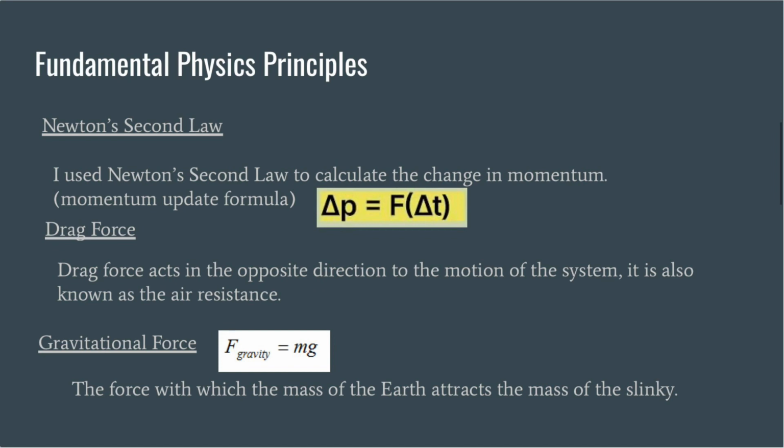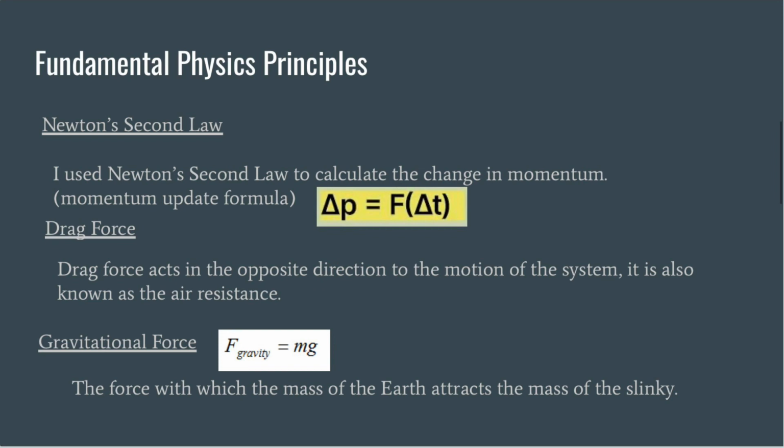The second physics principle is drag force, which acts in the opposite direction to the motion of the system. And because we're dropping the slinky outside, this can also be seen as air resistance. And the last physics principle is gravitational force, where the force of gravity equals mass times the gravitational constant on Earth. This is seen as the mass of the Earth attracts the mass of the slinky towards it.